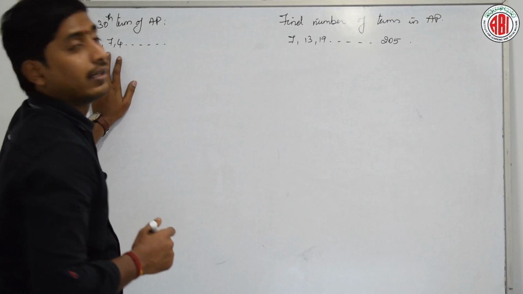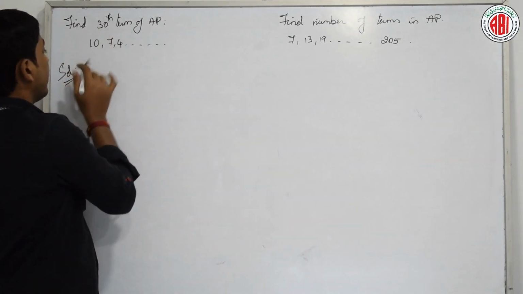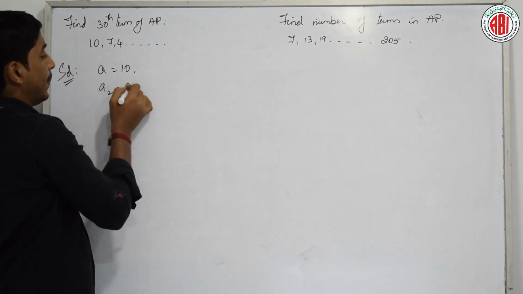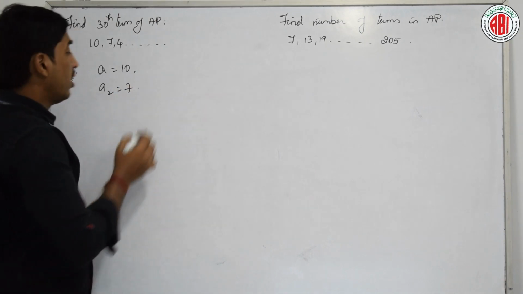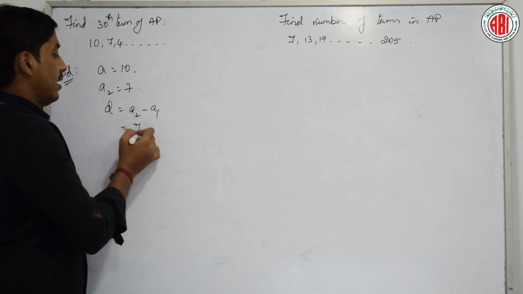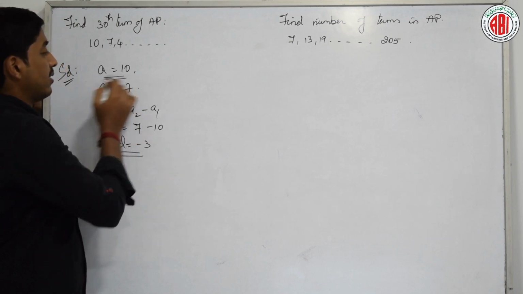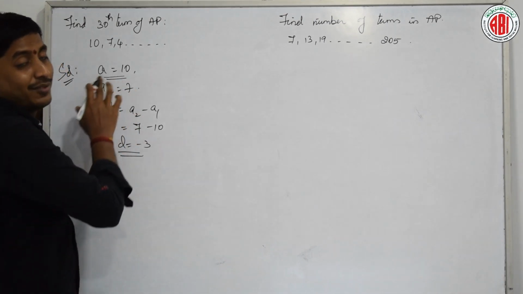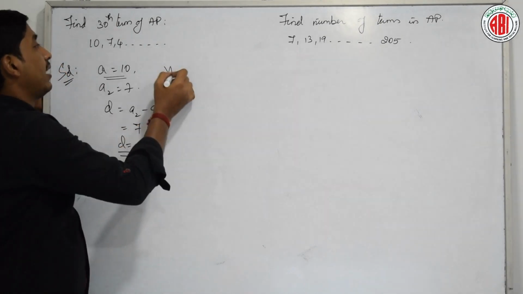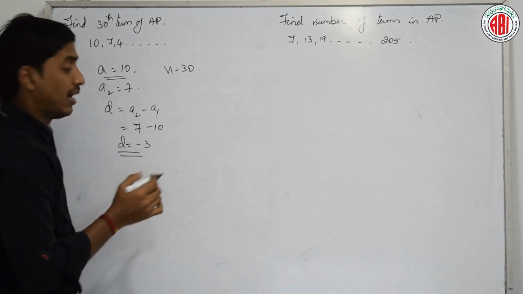What is given? The 30th term, so the value of n is 30. First of all, what is the first term? 10. What is the second term? 7. What is the common difference? a2 minus a1, that is 7 minus 10, that is minus 3. This is my a and this is my d. Is it right? Fine. What is the value of n given? n is 30.